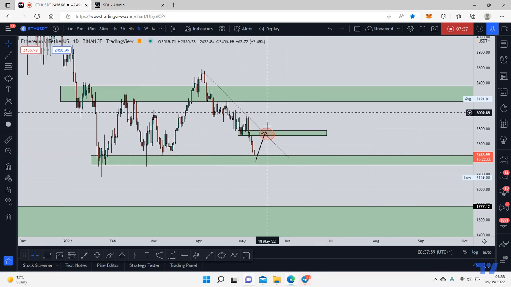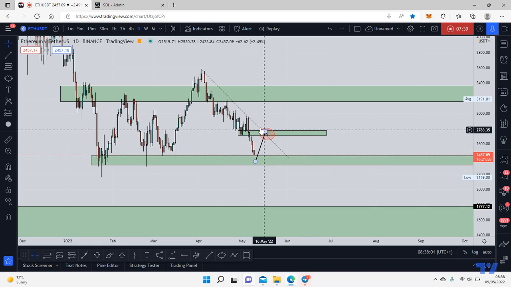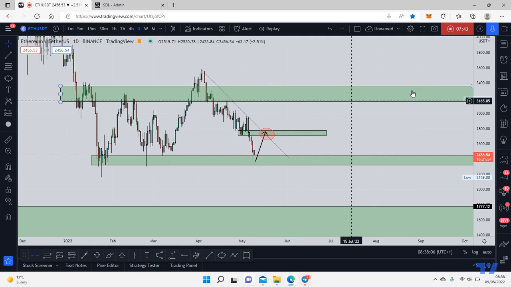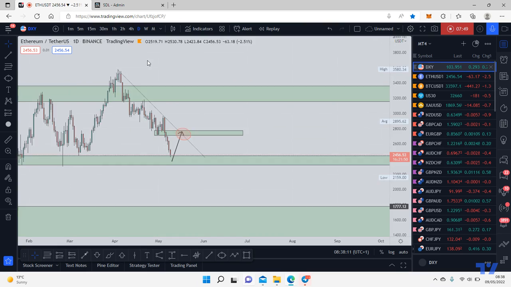Remember, trading is reactive, not predictive. We definitely expect at least a daily correction. We could see a deeper retracement all the way back up to this level here. Now, why could we see this? Apart from all of the reasons that I've just identified.